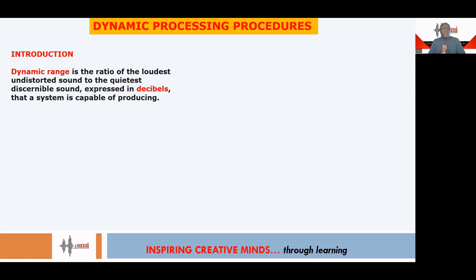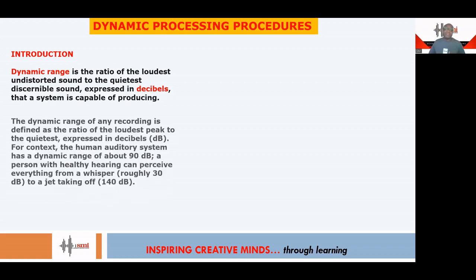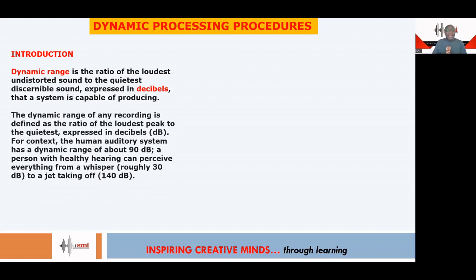So this is the expressed word in decibel that a system is capable of what? Of producing. So the dynamic range of any recording is defined as the ratio of the loudest peak to the quietest, expressed in decibel. Still, we have to keep on repeating that so that you know what a dynamic range is before you can use a dynamic processor to do what?